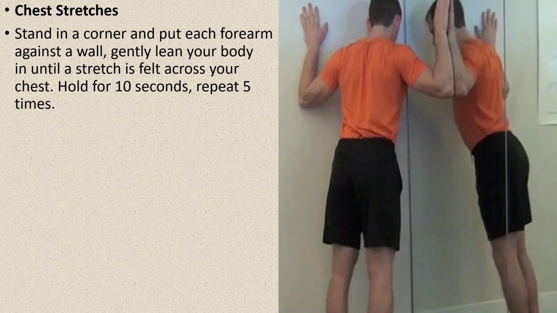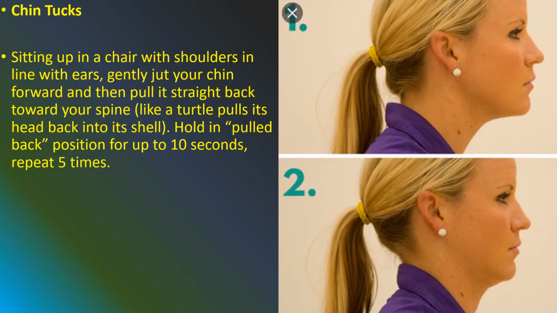We just go to the corner, and have the forearms against the wall. Gently lean your body in until you feel a stretch across your chest. Hold for 10 seconds, repeat 5 times. It will help to strengthen the chest muscles.